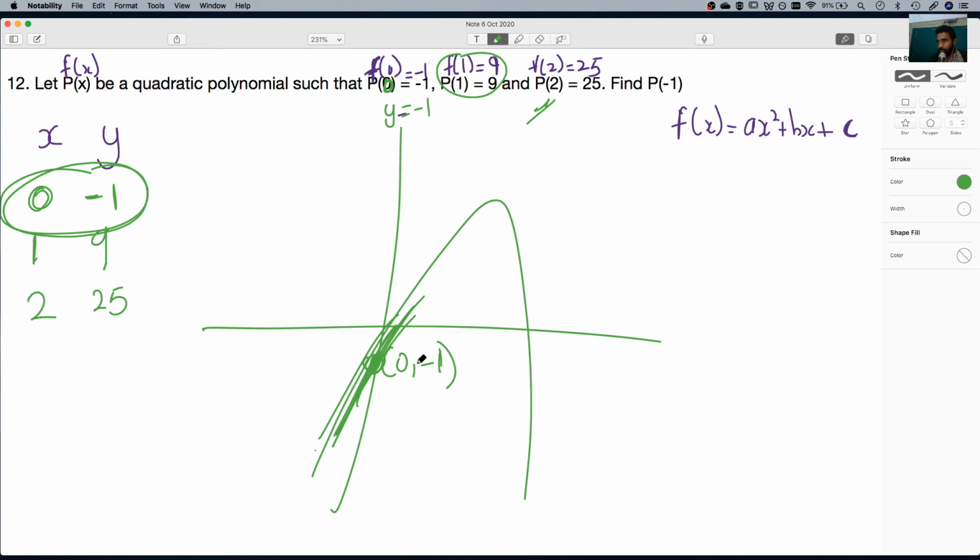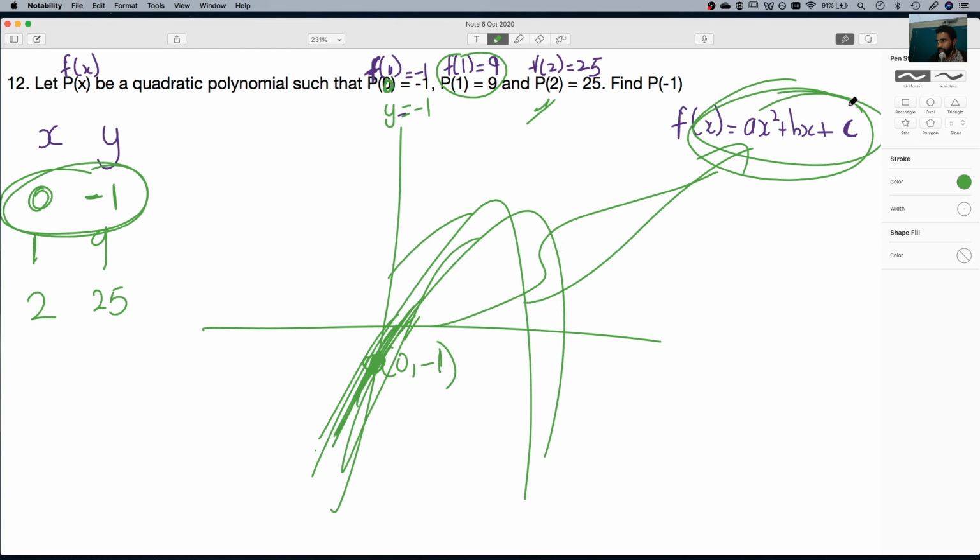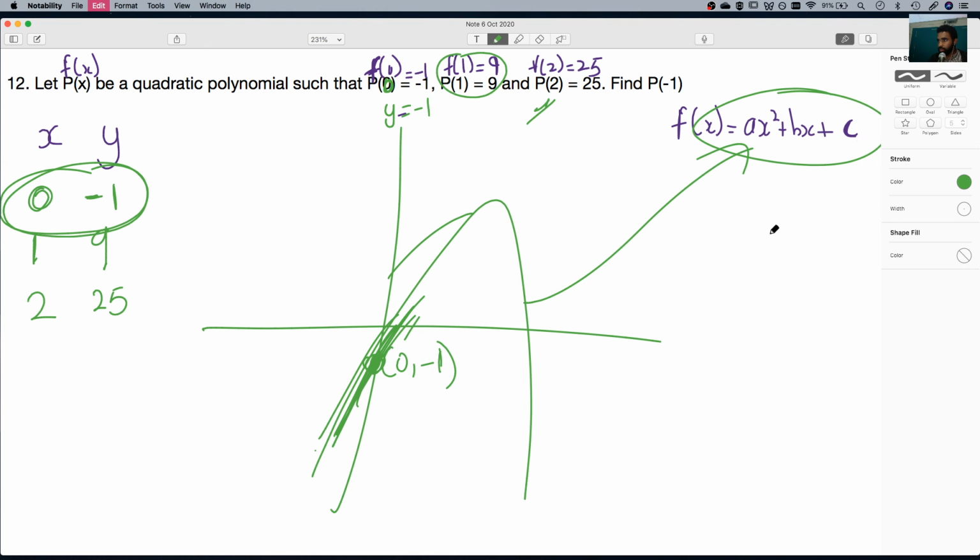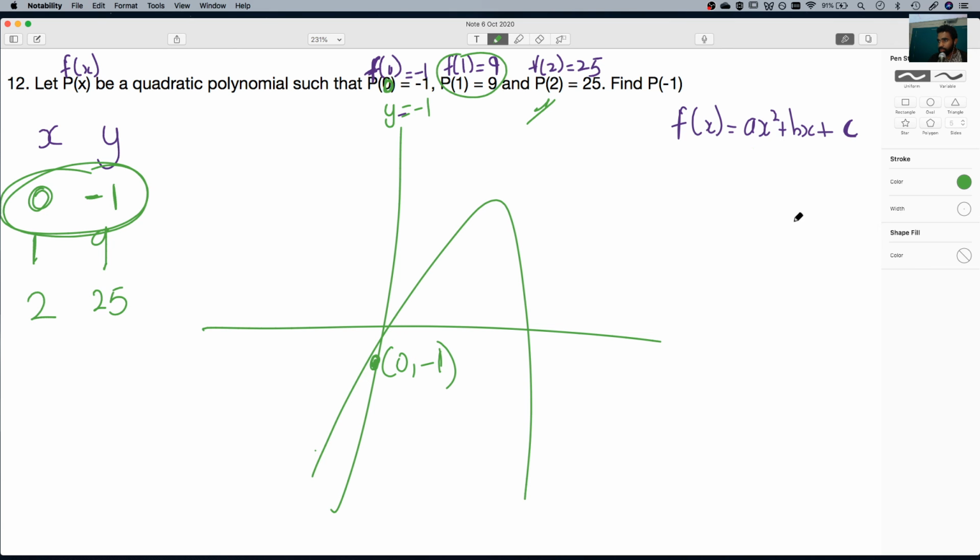Then basically we know that this function, which is represented by this graph, must have its final term be this minus 1. So this c gives us the y-intercept. Hopefully you recall that from the Desmos I just showed you.